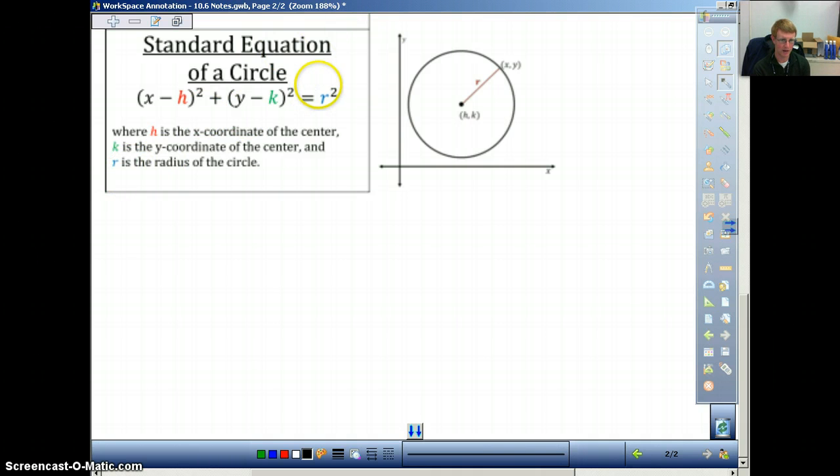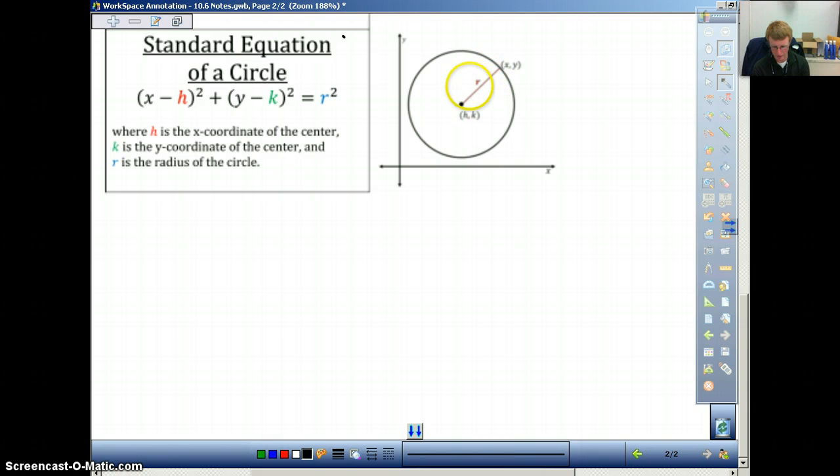Now, most of the time, you won't see the radius squared. You're not going to see like 5 squared. Instead, you would see 25. So to figure out what the radius is, you would have to take the square root. So if it's 25 on the right-hand side, then you take the square root and you'd say the radius is 5. If it's 49, you would take the square root and say it's 7, etc. Okay, and we will see a couple of examples of this.